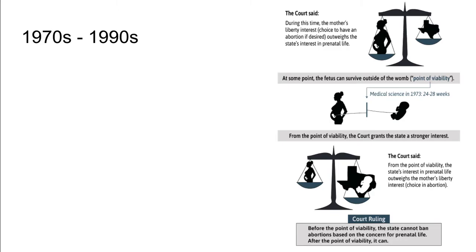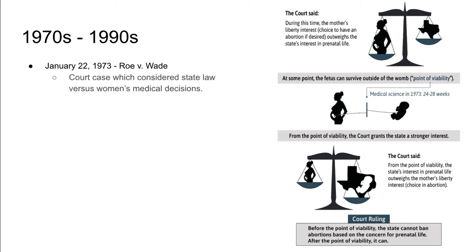Okay, so still getting into the 1970s. January 22nd, 1973, we have the landmark case known as Roe v. Wade. Now, I'm not going to get into much detail here. I'm not sharing any opinions, and I'm not asking you to share any opinions, but it's really important that you know that this case exists, especially in conversations about law, women's rights, things like that. So in this court case, it was a battle between state laws and women's medical decisions, and when does one supersede or take precedence over the other.